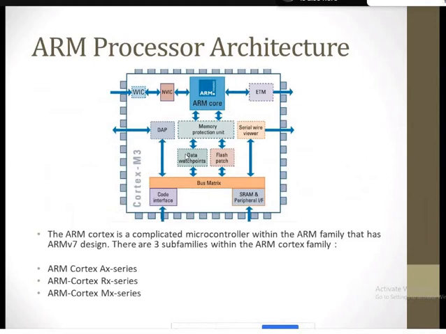This is the diagram of the processor. The ARM Cortex is a complicated microcontroller within the ARM family that has the ARM v7 design. There are three subfamilies within the ARM Cortex family. First is the ARM Cortex-A series, ARM Cortex-R series, and ARM Cortex-M series.